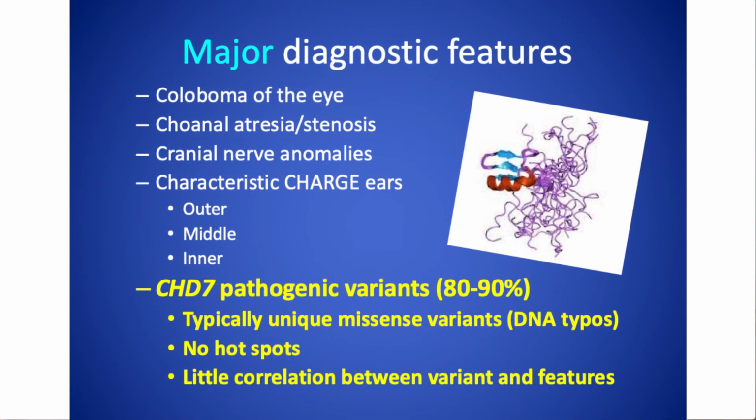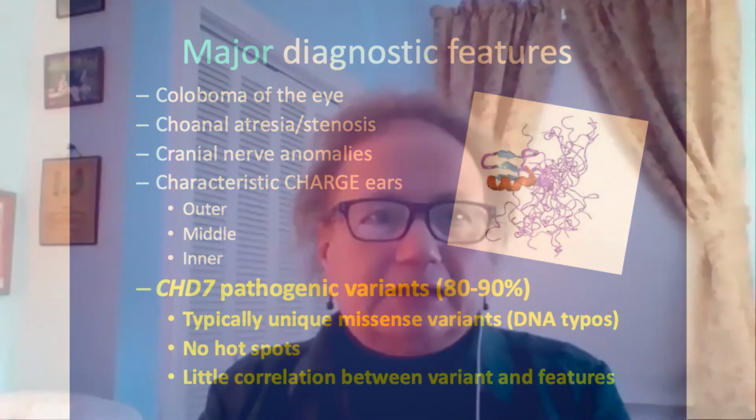Okay, what does that mean? Unique means it's the only one. It's a very large gene. You can have changes anywhere in it. There are no hotspots. For some genetic conditions, you can say, if we look at this part of the gene, we'll find half of all the changes that exist. That's not so with CHARGE. They can be anywhere, and finding a change that's never been reported before is actually very common.